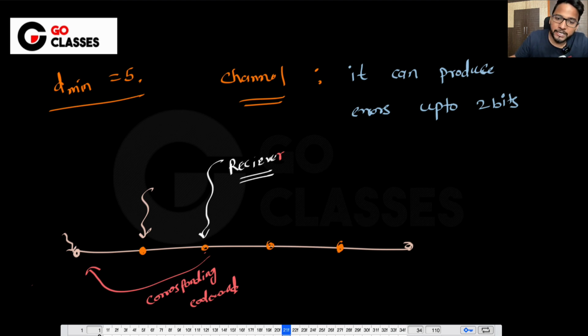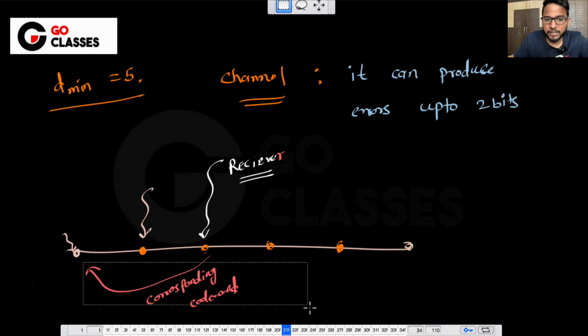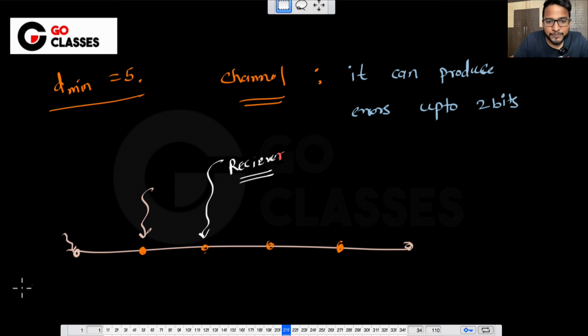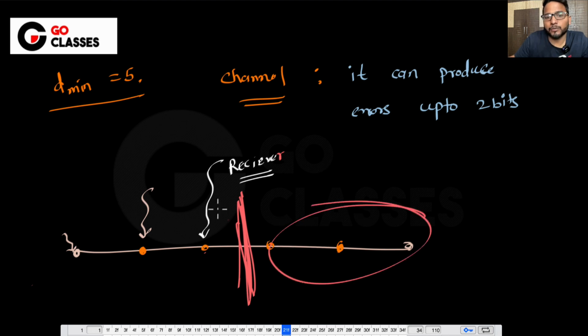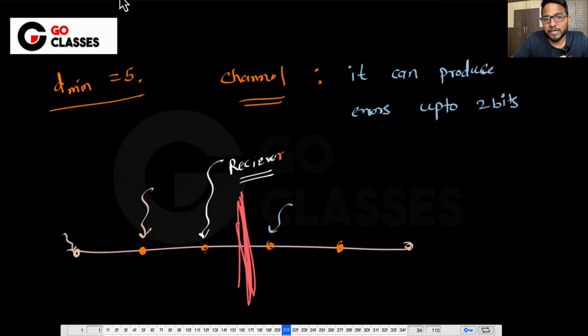So basically, what I'm saying is that if you receive these two, then your corresponding code word is this one, which is the left one. And similarly, if you receive these two, then the corresponding code word is this one. So now the regions are divided, which means if this is the invalid code word that I just received, then the corresponding code word must have been this. Because if the corresponding code word were this, then the Hamming distance between these two would actually be 3, and that's not possible. That's why the corresponding code word must be this. Okay, I hope you understood this. What I'm saying is that if the minimum Hamming distance between two is 5, and the channel can produce up to 2 bits of error, then I can even correct the error.